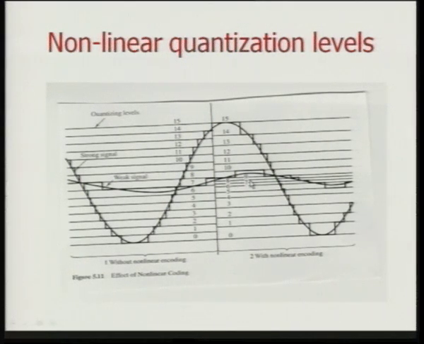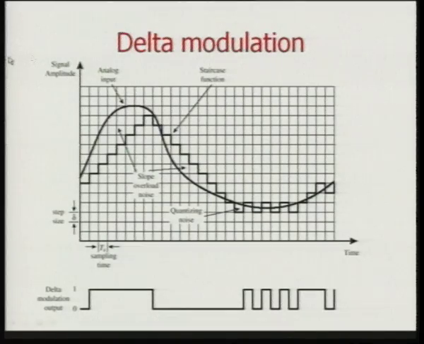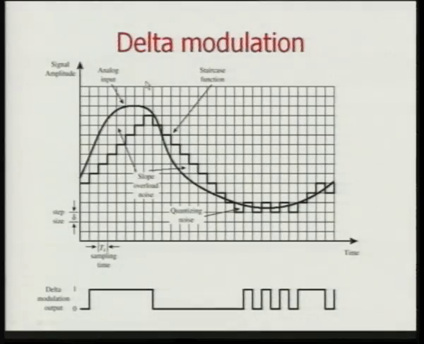This is a technique which is used in many communication systems when you take analog data and convert it to digital data. That is, we use non-linear quantization levels in order to make sure that the quantization noise is reduced. The second thing we have is delta modulation that I talked about. This is a very simple technique again. If you look at this picture, you can understand what is happening.